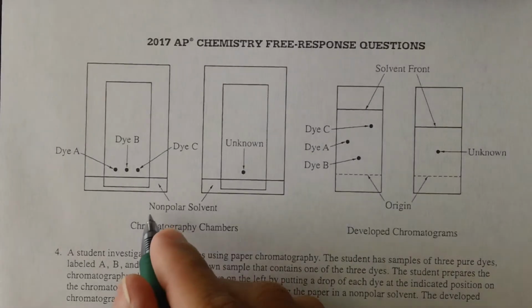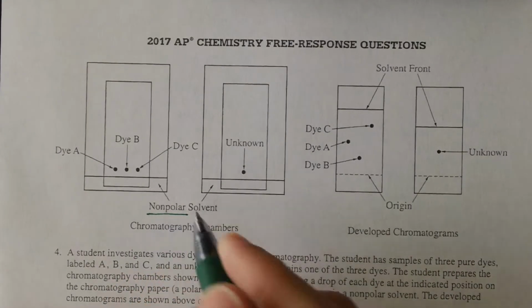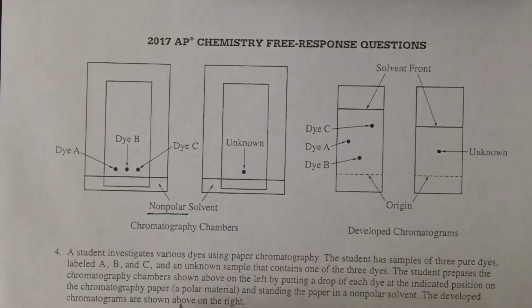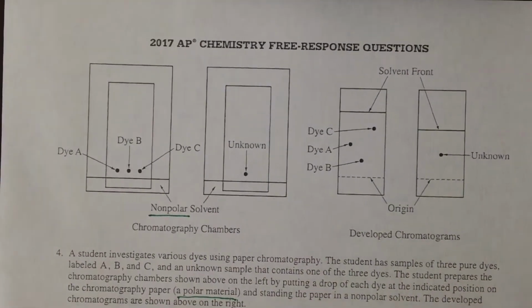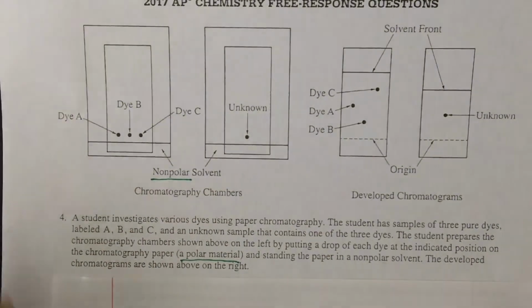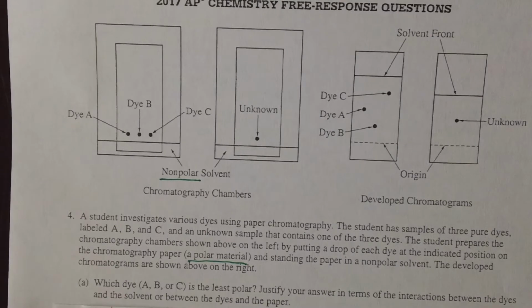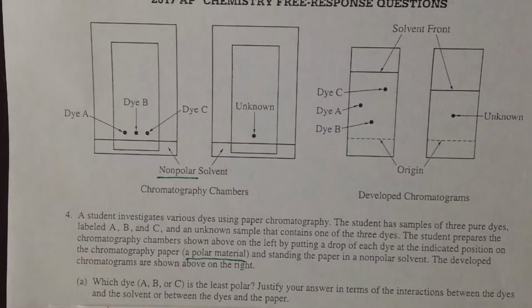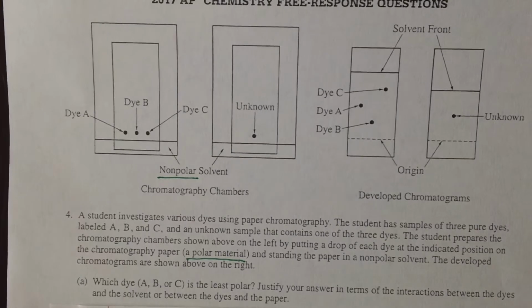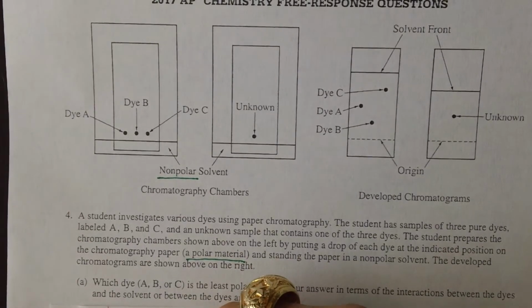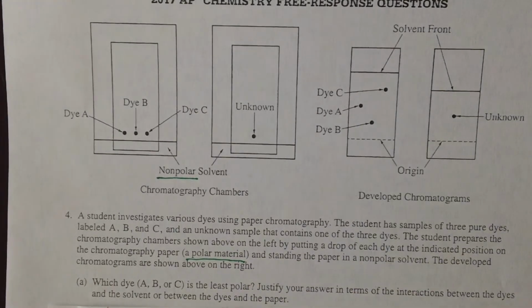It tells us this is the important part. Chromatography is all about polarity. And so we have a nonpolar solution, and we have a polar material. That means the chromatography paper is polar. And so it's asking us which dye is the least polar. Justify your answer in terms of interaction between the dyes and the solvent, or between the dyes and the paper. Either one.